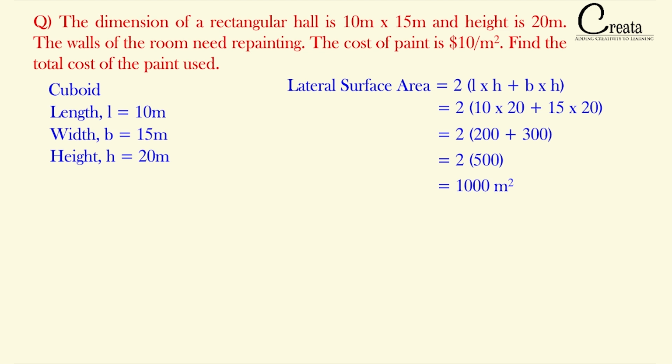And we have to find the total cost of the painting. Cost of the painting is given as $10 per meter square. So total cost will be equal to 10 into 1000. That is $10,000. That is the answer of the question. Okay.